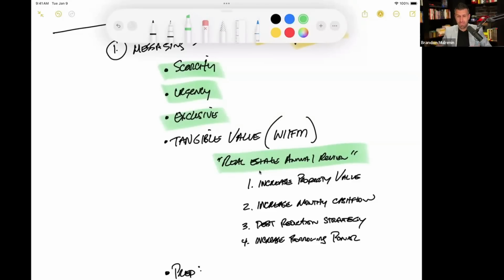And so what does that mean specifically? There are 4 things, Mr. and Mrs. Jones, that you're going to get from our meeting. Number 1 is how to increase the value of your home. That'd be the first thing we would go over. Number 2, how to increase your monthly cash flow. Number 3, your debt reduction strategies. We'll walk you through all of those. And then number 4, how to increase what we call borrowing power. And so these are the 4 things that you would walk away from in that 60 minutes.